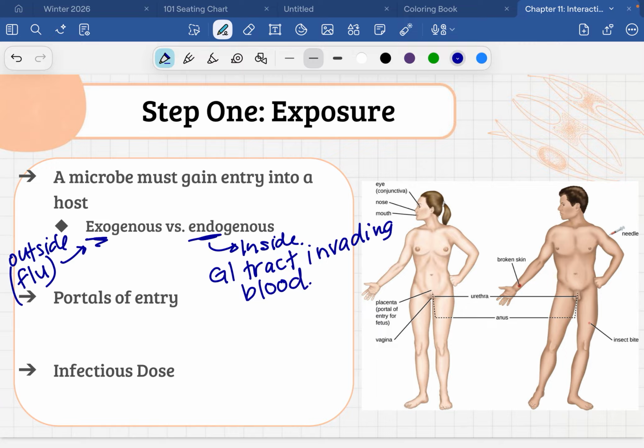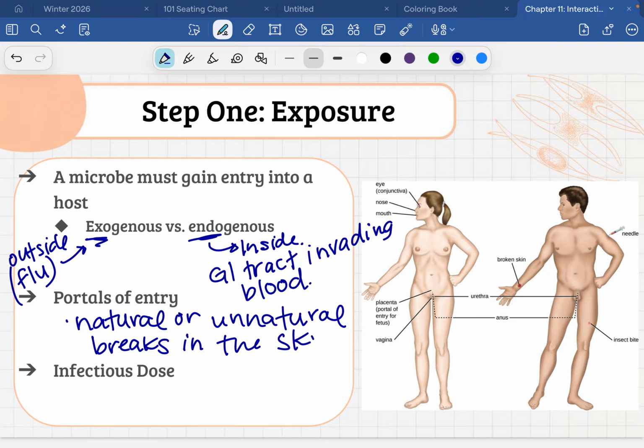Unnatural openings are things like cuts or wounds or needle punctures or surgeries or anything like that where there is an unnatural break in the skin. A mosquito bite, something puncturing the skin. Okay, so portals of entry for the most part are either natural or unnatural breaks in the skin. That is how most organisms are going to find their way inside of our human body.